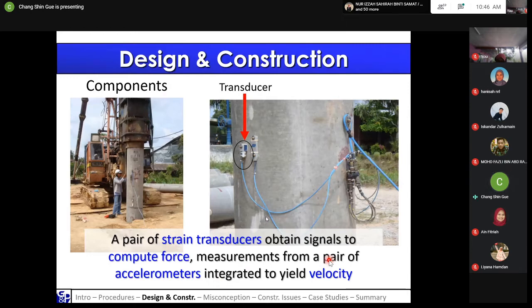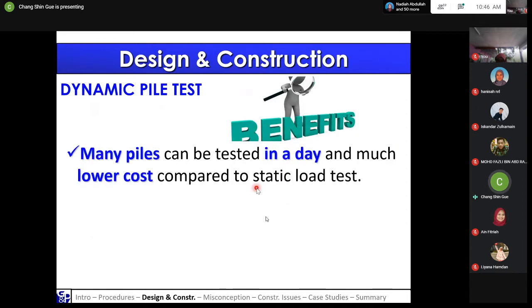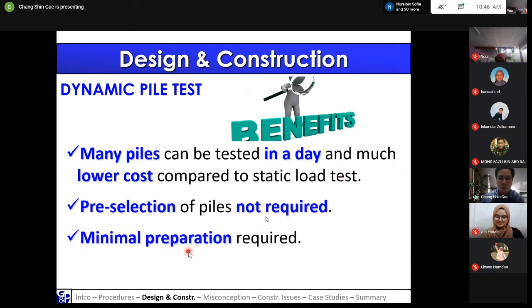You will then be able to calculate the power capacity of the actual piles installed on the site. Now, the benefit of the dynamic pile test is that many piles can be tested in a day, and it's much lower cost compared to the static load test. And pre-selection of piles is not required, and there is minimal preparation.